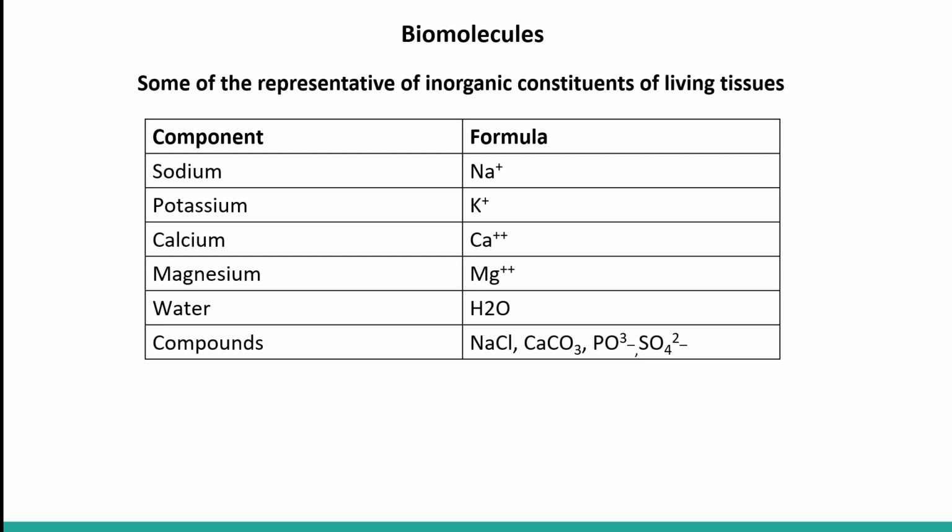Here are some of the inorganic constituents that are present in the cellular pool, or we can say they are present in the living tissues. What are those? Sodium, present in the form of sodium ion. Potassium, also present in the form of potassium ion. Calcium, magnesium, water and other compounds like NaCl, calcium carbonate, phosphates and sulfates of different elements. So these are some of the inorganic constituents present in the living tissues.